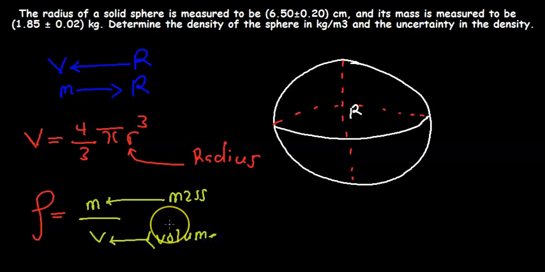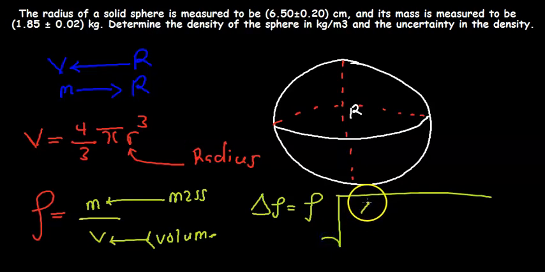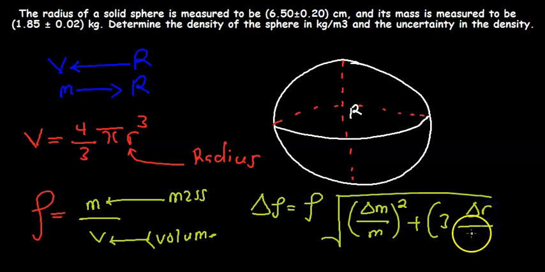The last but not the least is the error propagation formula, which is going to be the uncertainty of the density, which is equal to the density times the square root of the bracket of the uncertainty of the mass divided by the mass to the power of 2, plus the bracket of 3 times the uncertainty of the radius divided by the radius to the power of 2. So this is what you need for this problem. Feel free to grab your pen and write it down.